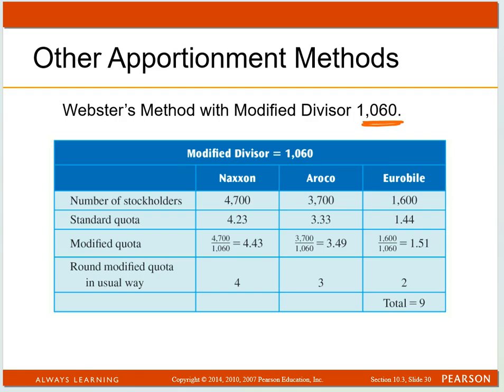Okay, so now he divides them all by the 1060. Now he's got 4.4. 4.4 would round to 4 wholes. 3.4 would round to 3 wholes. But 1.5, there you go. That's going to go up to 2. And now 4 and 3 and 2 adds up to 9. So he only modified it one time and found it.